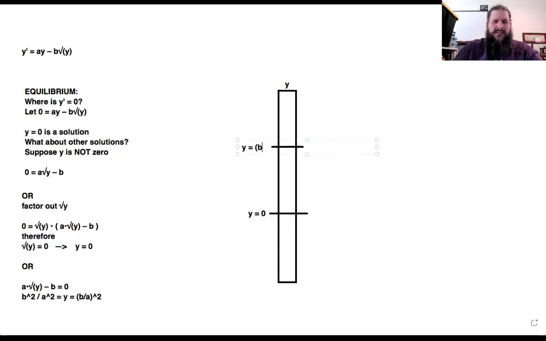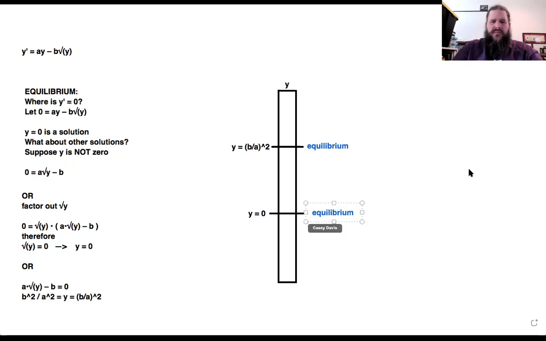Or b over a squared. So we know these two values both count as equilibrium values. And let me mark those. We know this is equilibrium. This is also equilibrium. But we'd like to know what type of equilibrium and what's going on in between those.